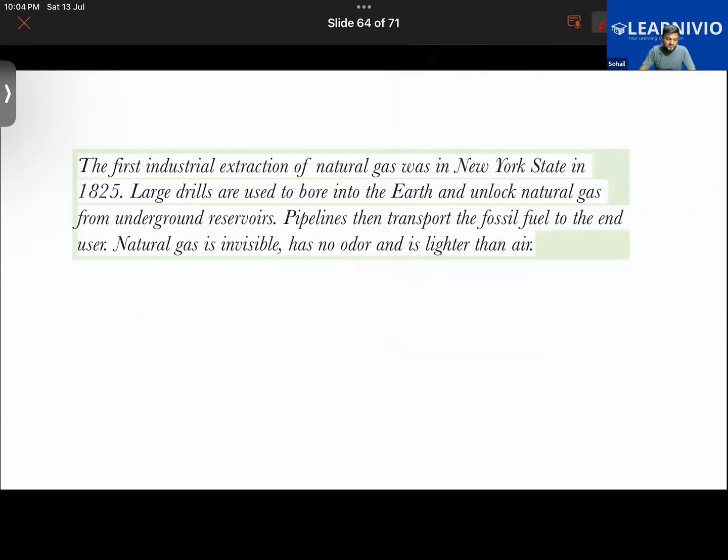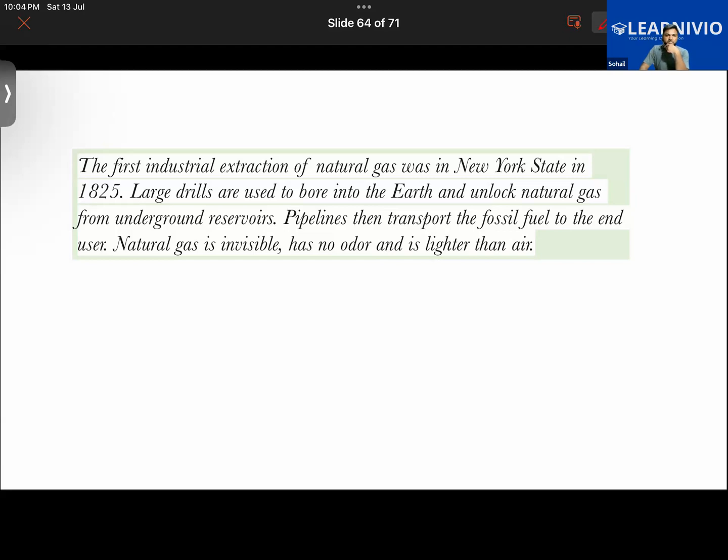Let us read the given paragraph. The first industrial extraction of natural gas was in New York State. In 1825, large drills were used to bore into the earth and unlock natural gas from underground reserves. Pipelines then transport the fossil fuel to the end user. Natural gas is invisible, has no odor, and is lighter than air.